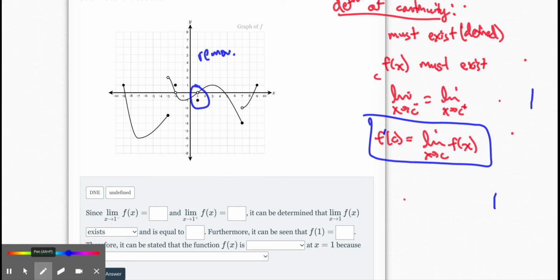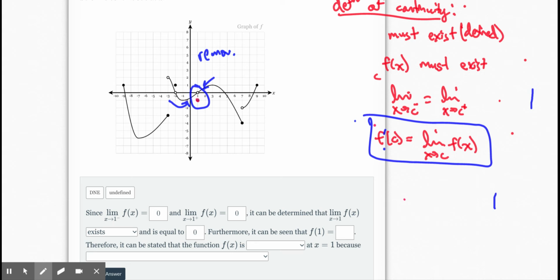So as we approach from the left, heading in this way, the y value is 0. As we approach from the right, the y value is also 0. Right as we come in here, the y value approaching is 0. So the limit does exist because the left and the right are both 0, so the overall limit is 0. Furthermore, it can be seen that f of 1, so the actual function value, it does exist, right? There's a dot right there.